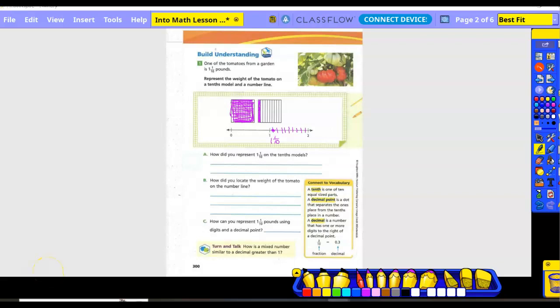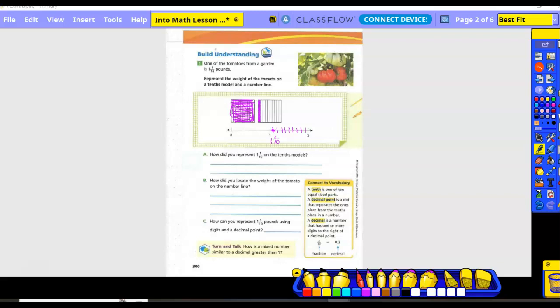Okay, so letter A, we're going to talk about how you represented 1 1/10 on the tenths model. So with the picture they already have drawn for us, what did we do? We colored in 1 whole and then 1 piece of the next whole, right? Okay. Then how did you locate the weight of the tomato on the number line? What did we have to do? We had to break the second whole into 10 pieces, right? And then this whole thing would have been up to 1, right? And then we had to use 1/10 of the next one.